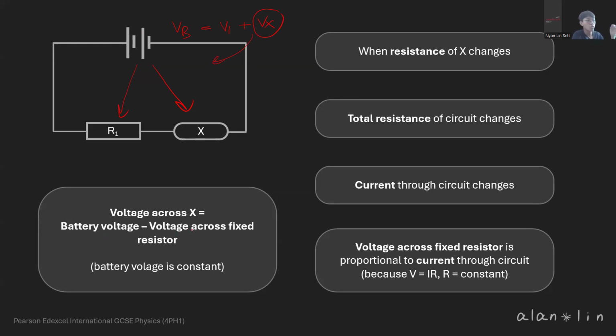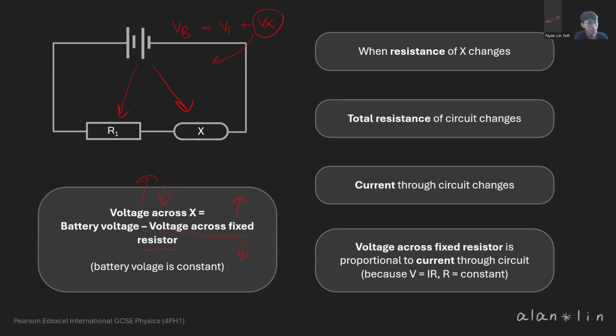Cool. So previously, we already know what happens to the voltage across the fixed resistor. So if, let's say, the voltage across the fixed resistor increases, because there's a difference, the impact on the voltage across X is going to be the opposite of that. So if this guy increases, this guy will decrease. If this guy decreases, this guy will increase.